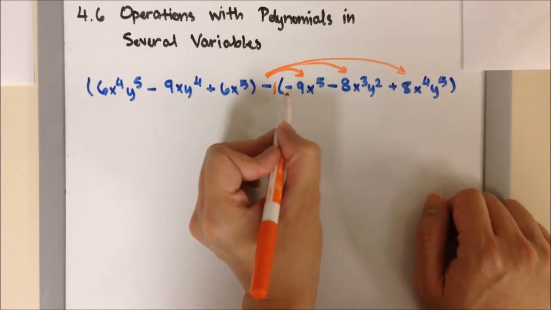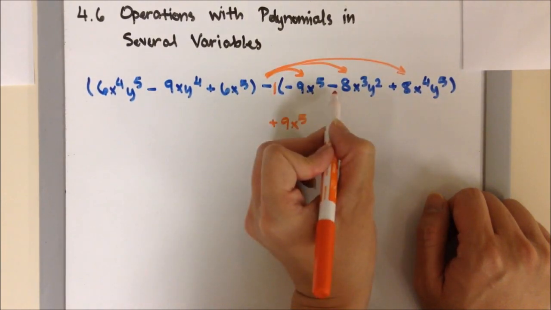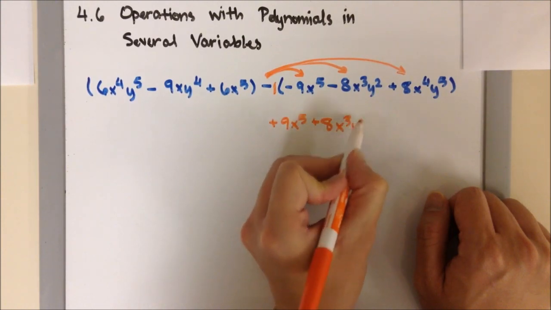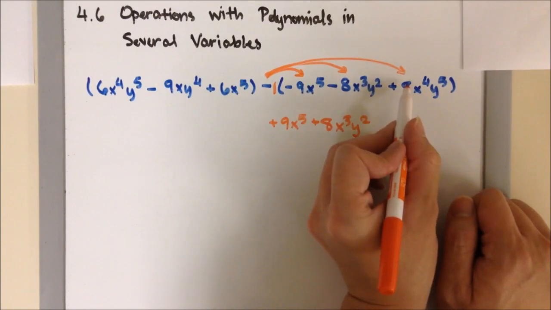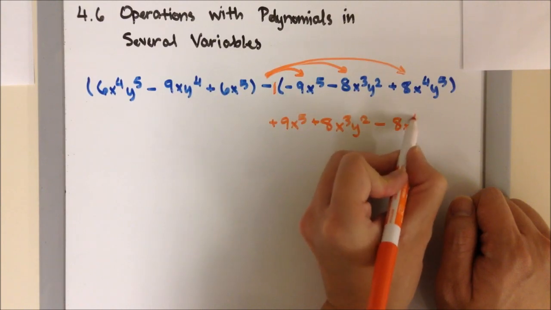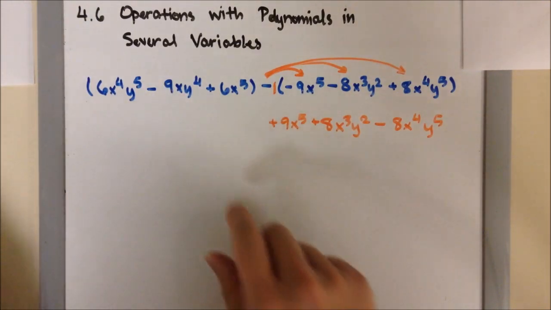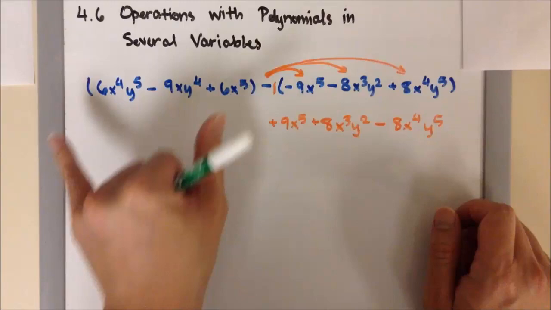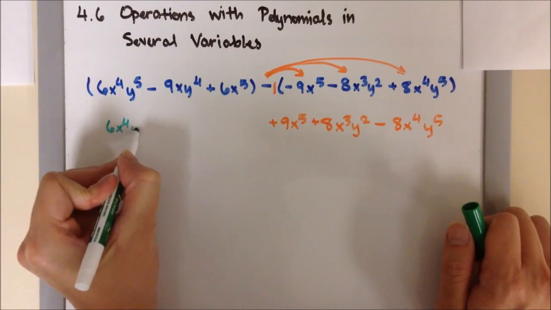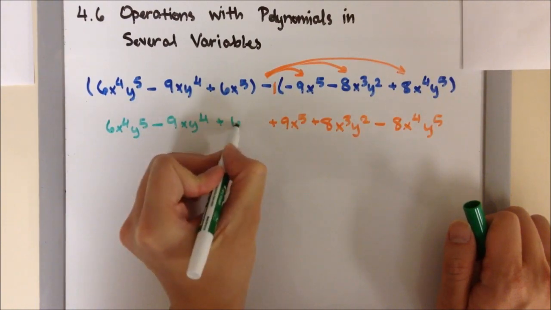So my negative 1 times negative 9x to the fifth will be positive 9x to the fifth. Negative 1 times negative 8x to the third y squared will be plus 8x to the third y squared. And then negative 1 times positive 8x to the fourth y to the fifth would be minus 8x to the fourth y to the fifth. And then from the first set of parentheses, I have nothing in the front, so I'm going to bring down everything and let go of the parentheses.